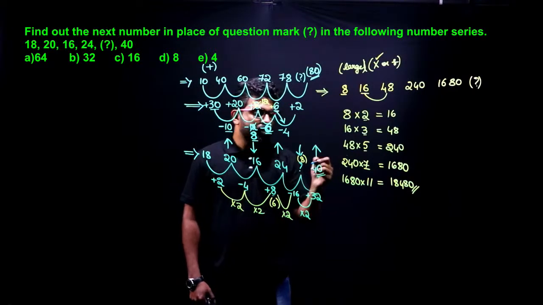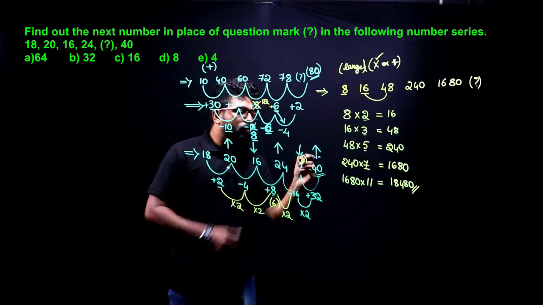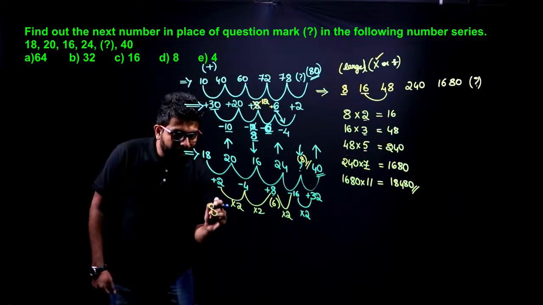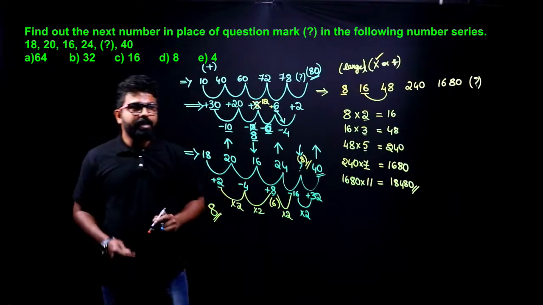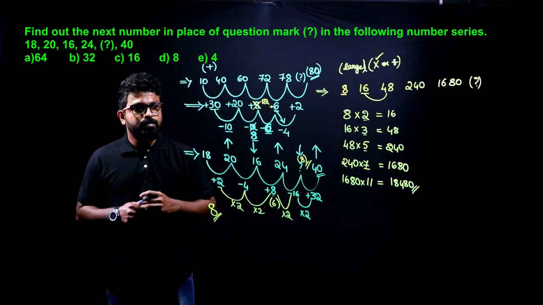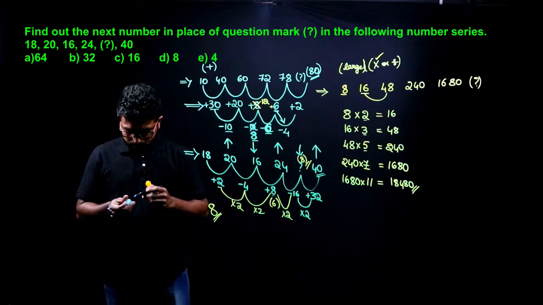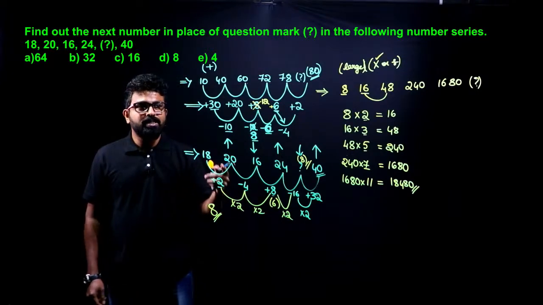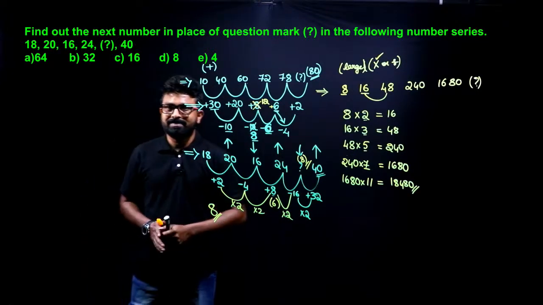Am I clear? So which means that my missing term was 8. So my final answer should have been 8 here. Am I clear, people? Did everyone understand this? So quickly copy this down. After you copy this, we'll start with our next question.